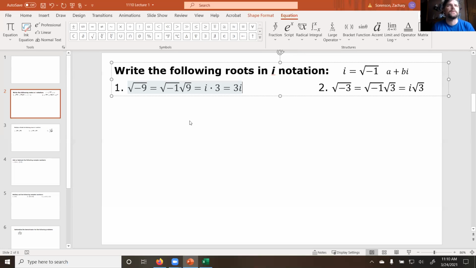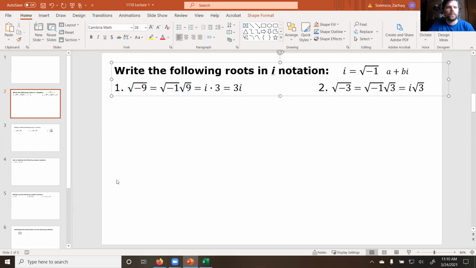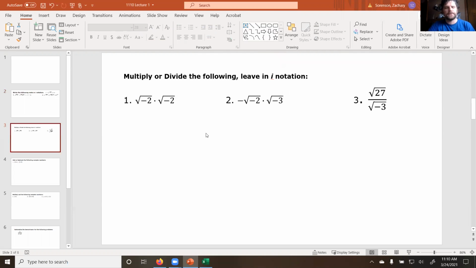Yes. I don't want a square root of a negative number because I can't do anything with that. That is no real solution. So I want to alter it slightly so that I can do something with it. Cool. So just like I claimed, let's move on to this next slide.